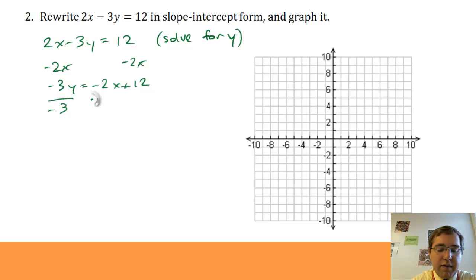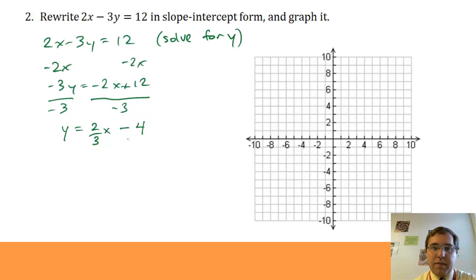But I need to divide everything on the right side by negative 3. So y equals, now negative 2 divided by negative 3 is positive 2 over 3 with an x. And then positive 12 divided by negative 3 is negative 4, so minus 4. Y equals 2/3 x minus 4. And that is slope-intercept form.